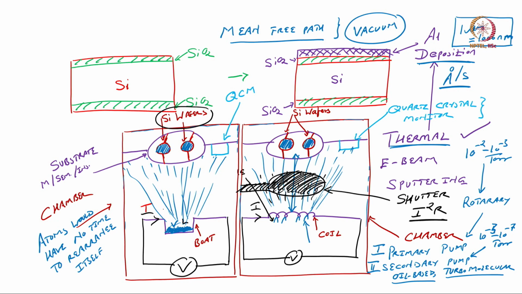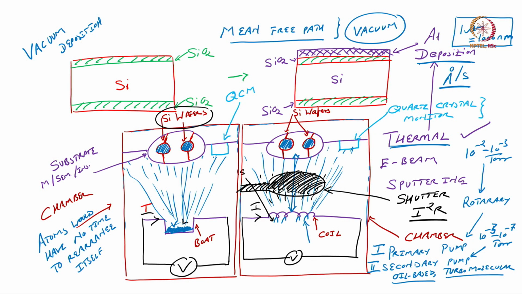Because we deposit the material in the presence of vacuum, these physical vapor deposition techniques, whether it is thermal or e-beam or sputtering, are also called vacuum deposition.